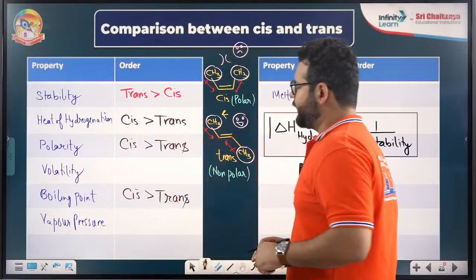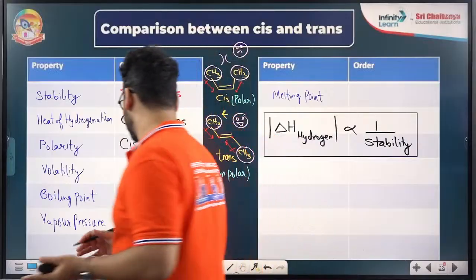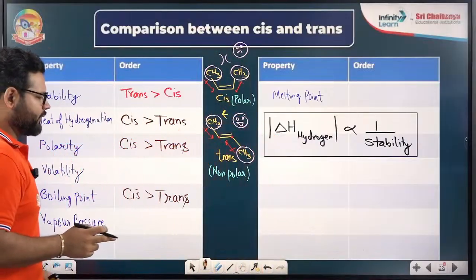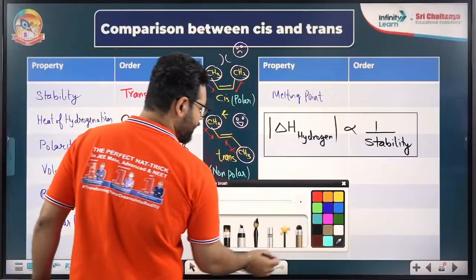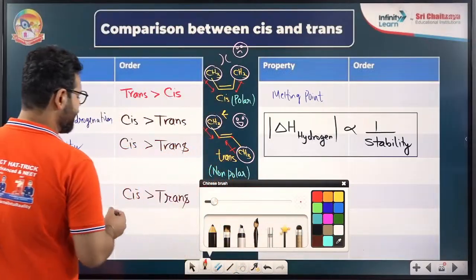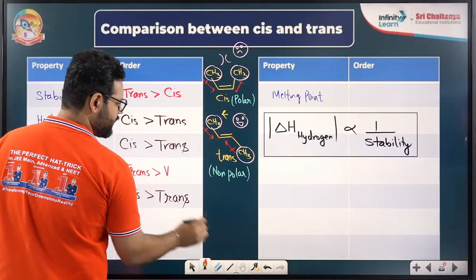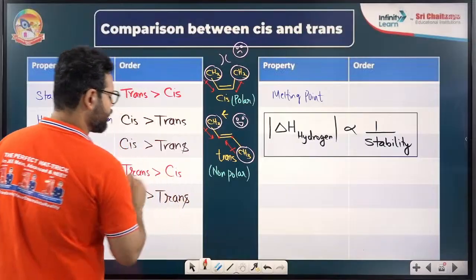Now, whenever boiling point is more, volatility is less. So cis has more boiling point, which means cis is difficult to evaporate. Cis has less volatility. So trans is better in volatility. Trans is better than cis in volatility.